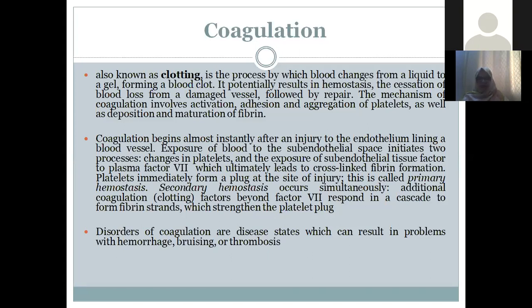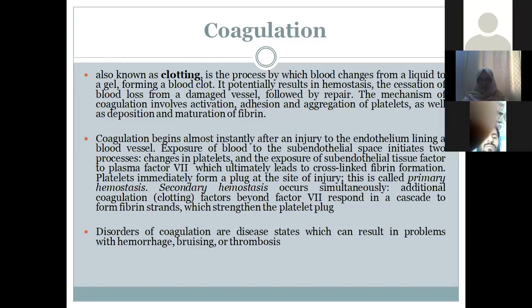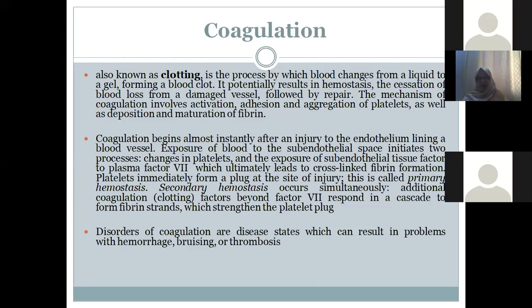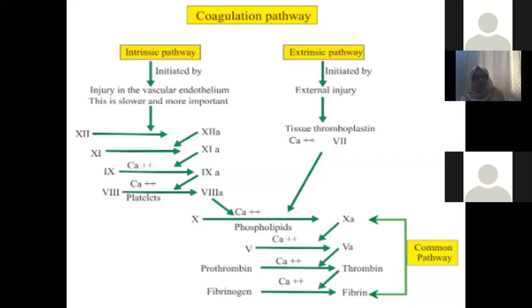Disorders of coagulation are disease states which can result in problems such as hemorrhage, bruising or thrombosis. Coagulation is a physiological process, but when it exceeds the limit, it leads to pathology such as thrombosis, hemorrhage, and clotting disorders. So for coagulation, you have two pathways, right? One is the intrinsic pathway, second is the extrinsic pathway.